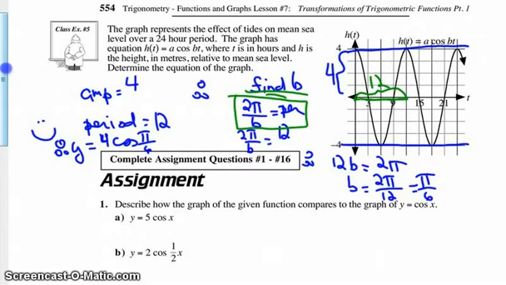In this case, you know the period is 12, and 2 pi over b, we cross multiply, we get 12b is equal to 2 pi, b equals pi over 6. Therefore, that makes the equation equal to 4 times cosine pi over 6 times, I forgot to put the variable, time. And that is that.